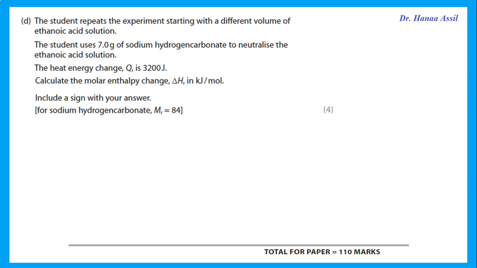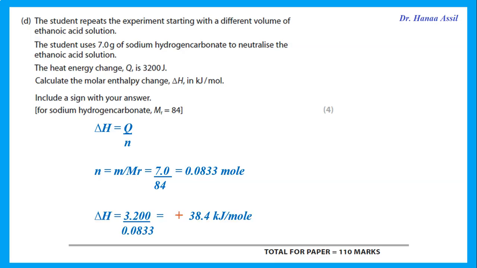Now, how do we calculate delta H? You should know that delta H is Q over n. We are given Q. It says 3200 joules. So we need to get n. n, the number of moles, is mass over molecular mass. So that is the mass of the sodium hydrogen carbonate over the Mr. That's our number of moles. So we put that into the equation.